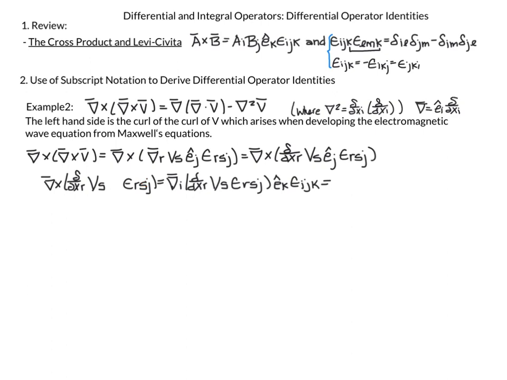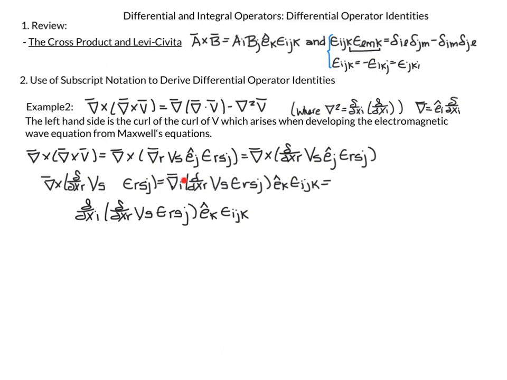And what I'm going to do now is apply this cross product formula again. So I'm going to get my del sub i, that's like my A sub i. Over here, I already have my jth component. That's my d dx sub r, v s, Levi-Civita, rsj. That's rs, and it's the jth component. And then, so this is the ith component, this is the jth. So then I'm going to put my kth direction vector, and my Levi-Civita is going to be my i, this is my j, and then my k. So this is the kth component.